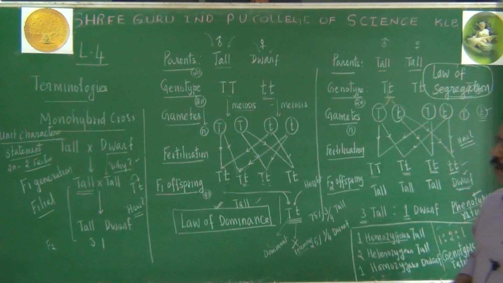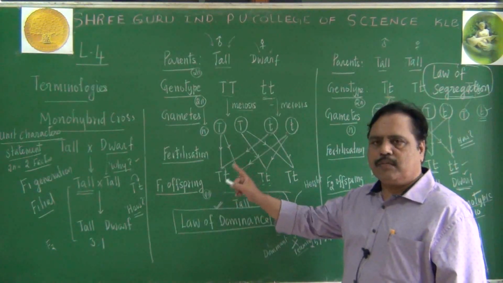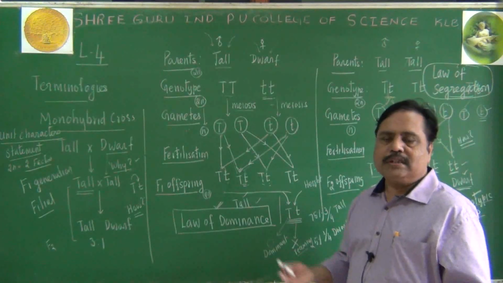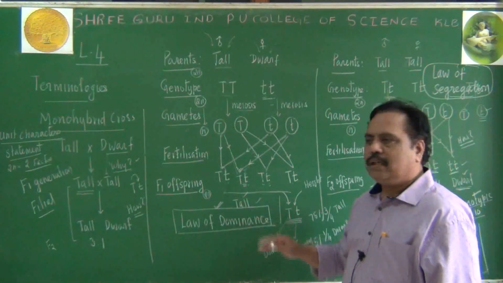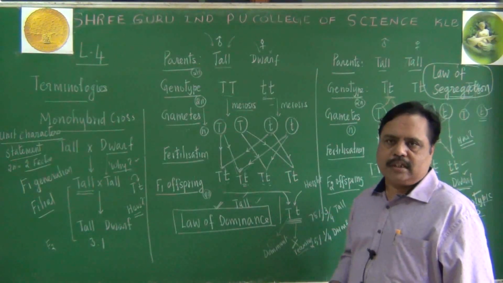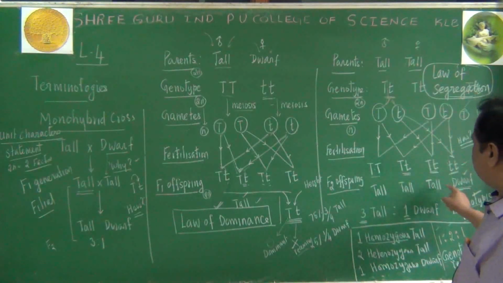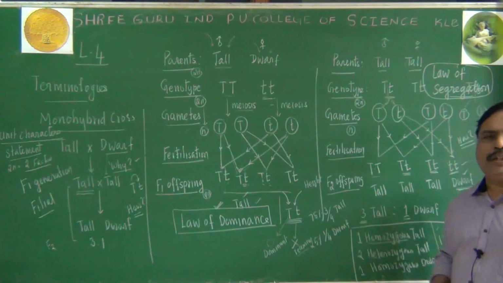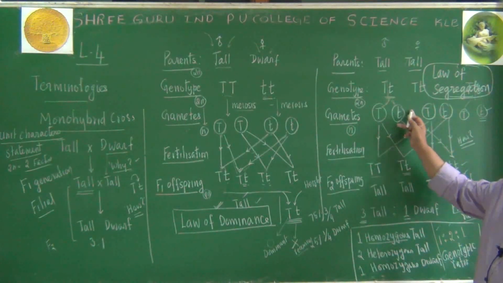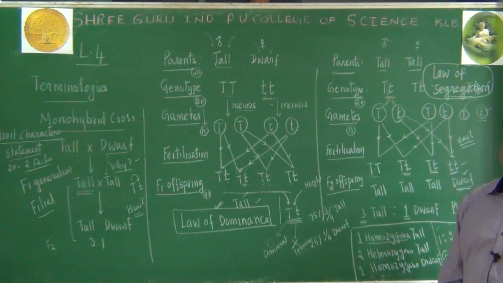So please remember, whatever character has been expressed in the F1 generation, that is dominant only. Who is getting expressed in F1? Dominant. Recessiveness does not get a chance to express in F1 generation. But recessiveness can express in F2 generation at least for 25%. How is it possible? Because it is able to separate, it is able to segregate during gametogenesis.